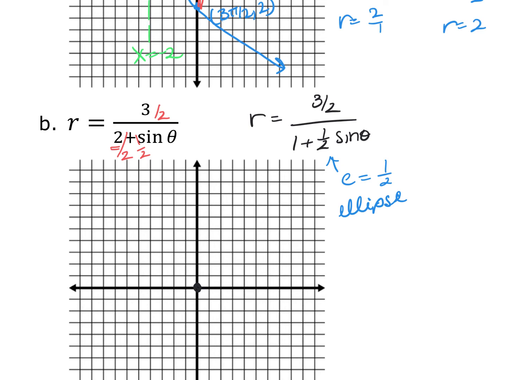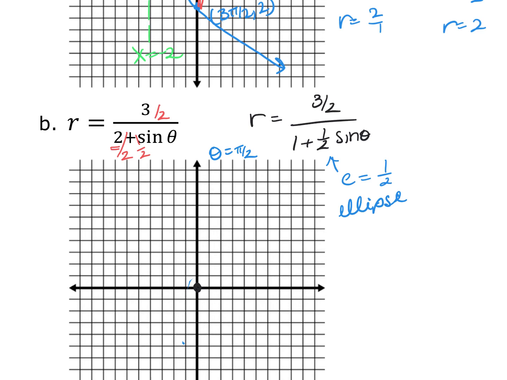And I have sine, so I don't know if my ellipse is going to be orientated this way. So let me erase that because I don't know if it's orientated that way. I don't know if it's orientated this way. But I do know that the major axis, if I had a polar graph here, is going to be on the line theta is equal to pi over 2.